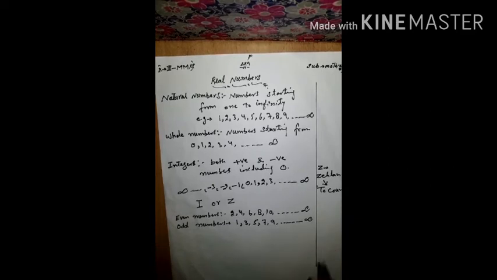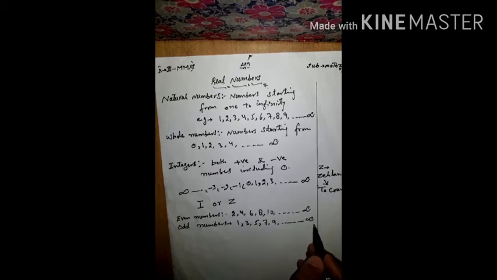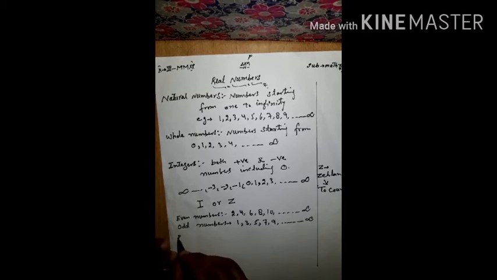It is also up to infinity. So odd numbers, which are not divisible by 2, are called odd numbers. The least odd number is 1. I mean to say the smallest odd number is 1, and the largest odd number we can't say, it is up to infinity. Then we have a set of prime numbers.